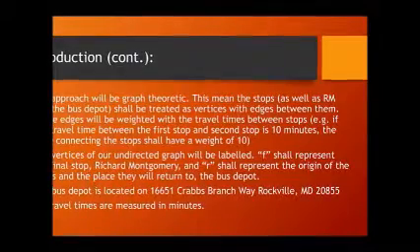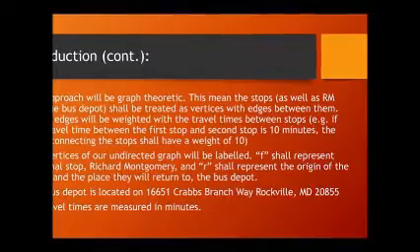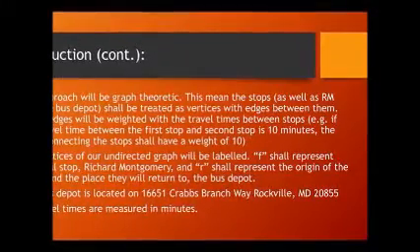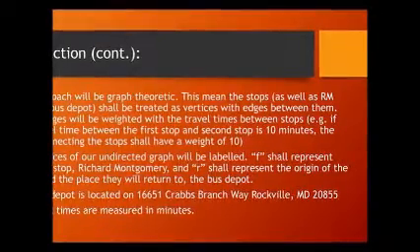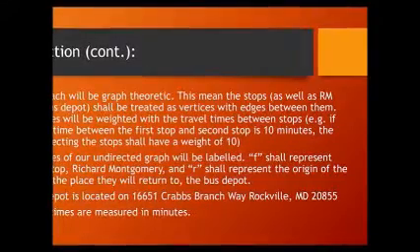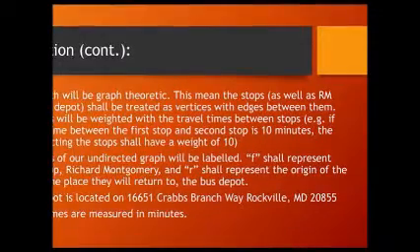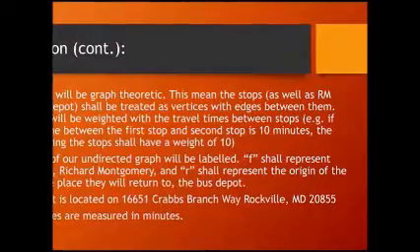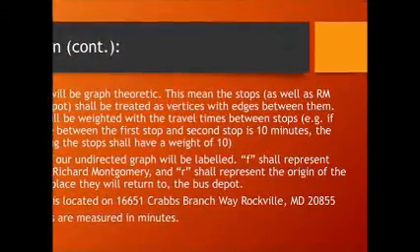And the vertices of an undirected graph will be labeled. F, for example, will be called the final stop, which is Richmond Montgomery, our school. And R will represent the initial stop, which basically is the bus depot. The bus depot for all three of these is located at 16651 Crabs Branch Way, Rockville, Maryland 20855. And all travel times will be measured in minutes. That is our standard, constant.